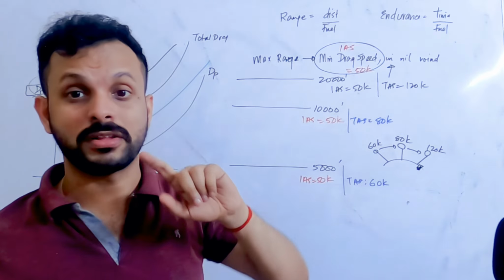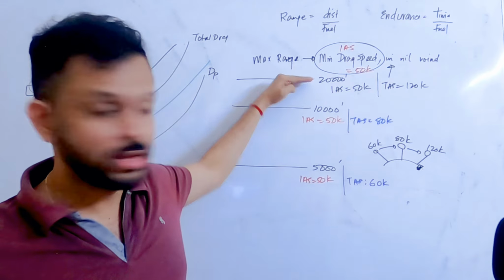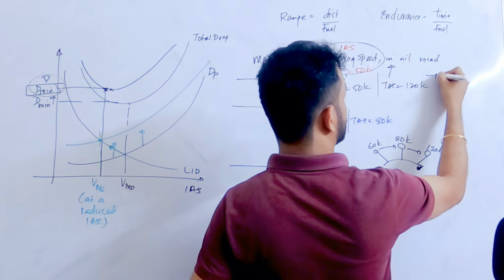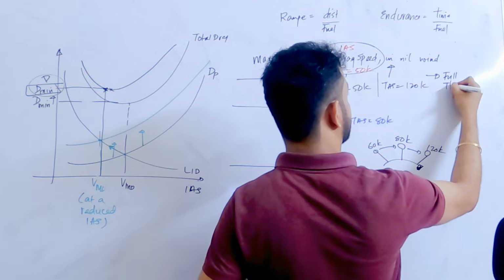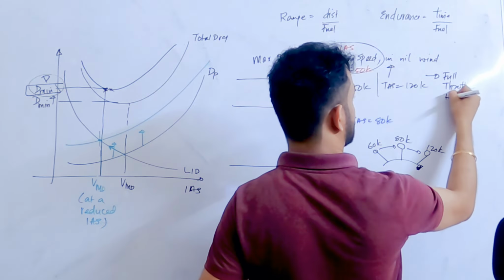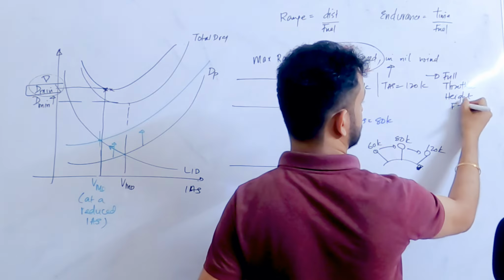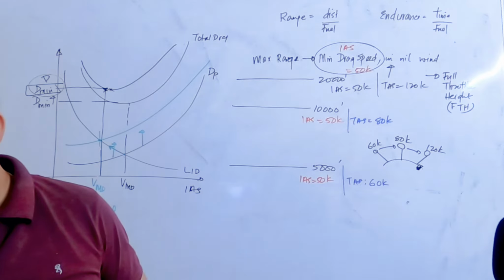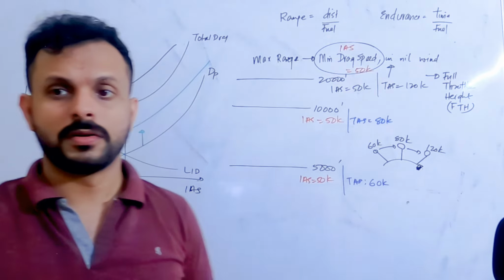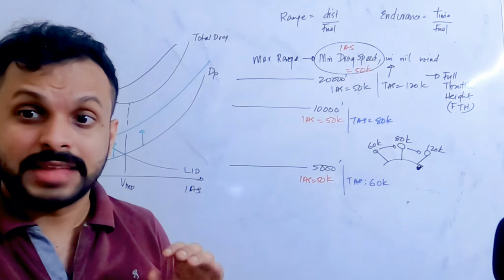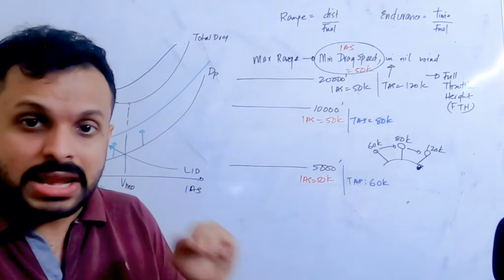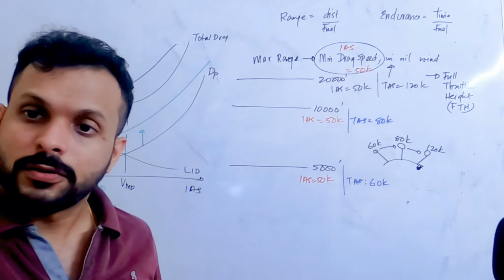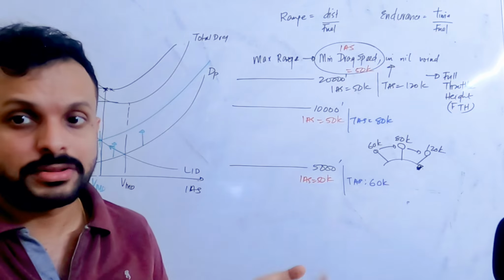This is what is called a full throttle height: the height at which your throttle is at full. This height, 20,000 feet as of now, is called the full throttle height. In the real scenario, full throttle height is that height where full throttle can barely give you the minimum drag speed. This is what is called full throttle height. So you see how altitude determines range here.